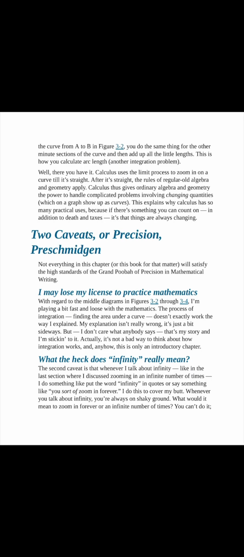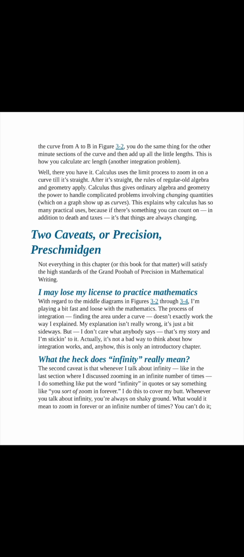And for the diagram on the right of figure 3.4, the Pythagorean theorem from geometry gives you a length of 5. Then to find the total length of the curve from A to B in figure 3-2, you do the same thing for the other minute sections of the curve, and then add up all the little lengths. This is how you calculate arc length, another integration problem.